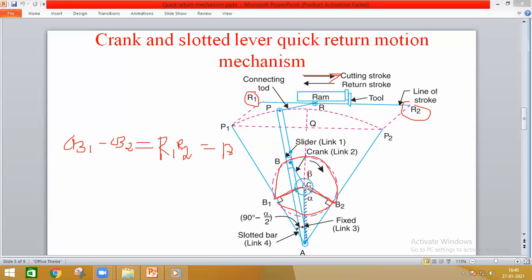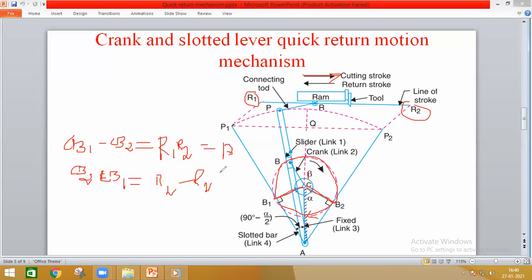And the crank moving from the position CB2 to CB1: the time taken for the crank moving from CB2 to CB1 is equal to the time for the ram moving from the position R2 to R1. So these two timings are equal. That is how a full stroke happens.